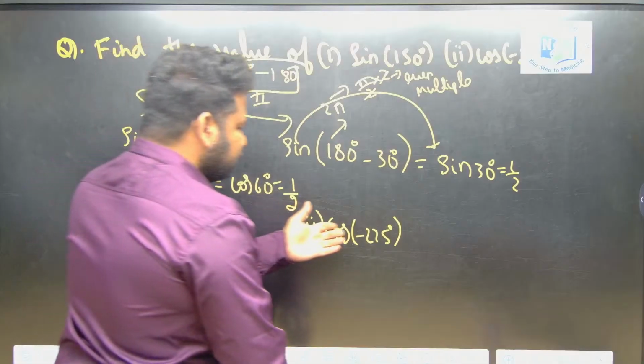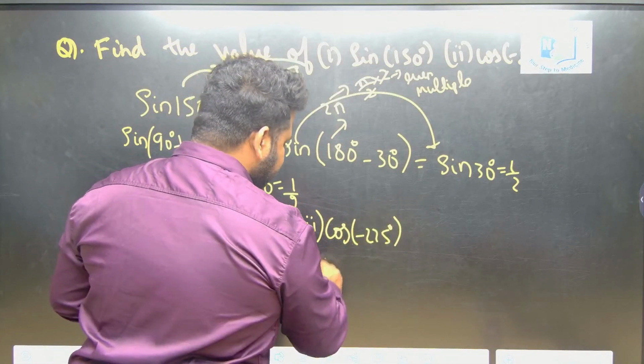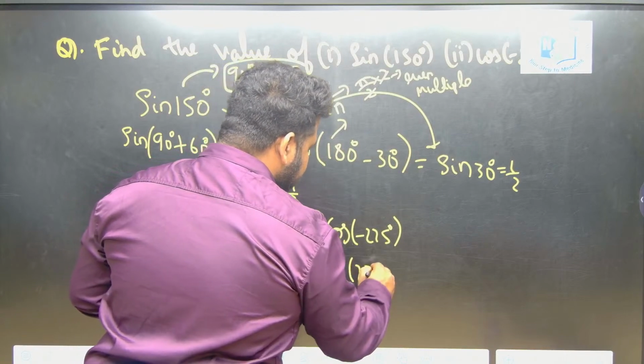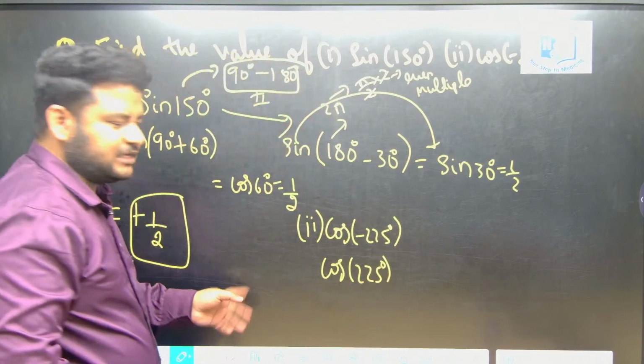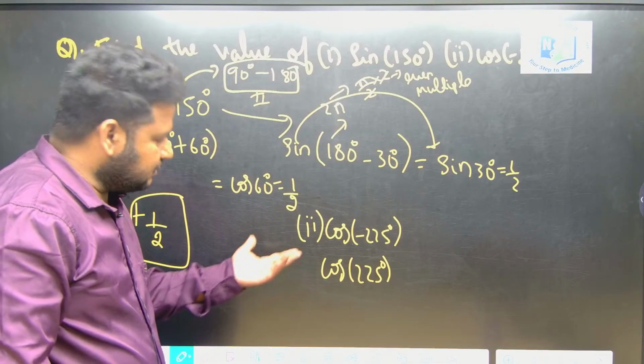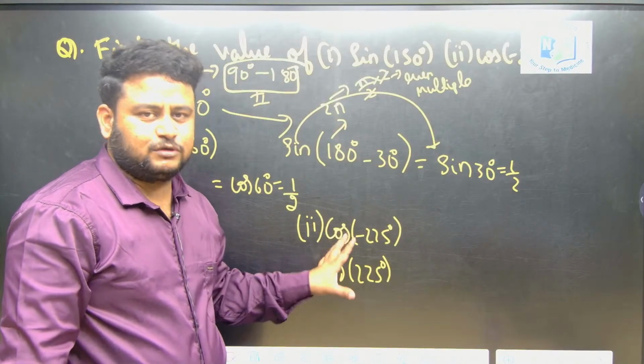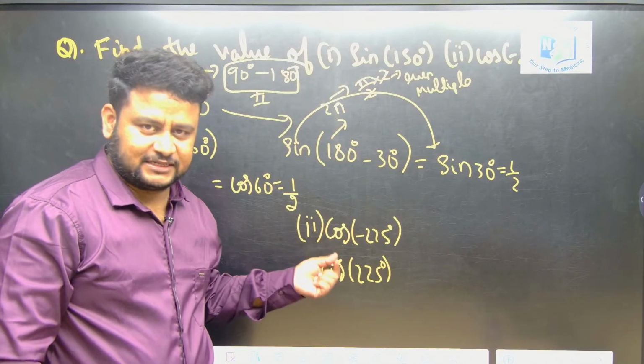So cos of minus 225 degree, first thing I will tell you, cos of a negative angle will become positive. Cos of 225 degree it will become. Now you can use either 180 plus 45 or 270 minus 45. Try that and use it. Please try this question and put the value in the comment section. I will be solving it in the next class.